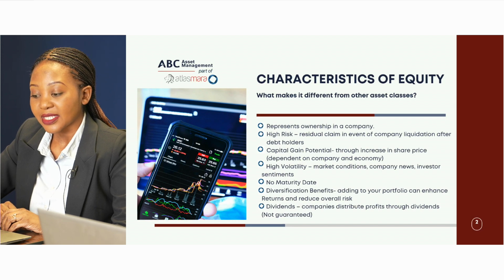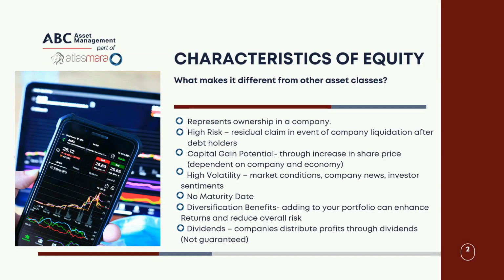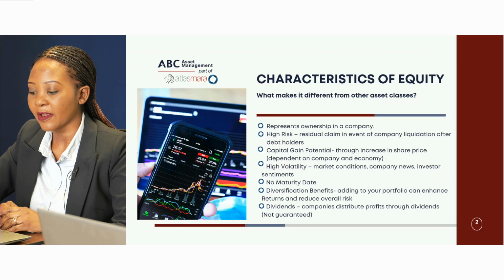Equity has high volatility. This is based on market conditions, company news, and investor sentiment. Right now, there's a lot of hype in the equity market. Companies are doing well. There's a lot of investment in copper. There's a lot of investment in other things. So you see it portrayed. Later on, we'll be able to see in the prices of these companies how all these market conditions and investor news are portrayed in the equity prices.